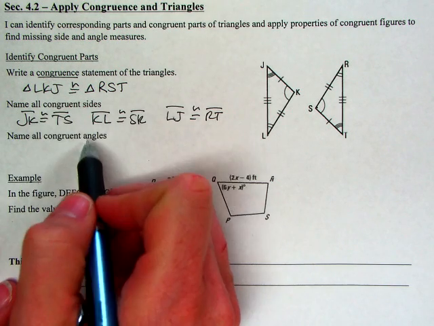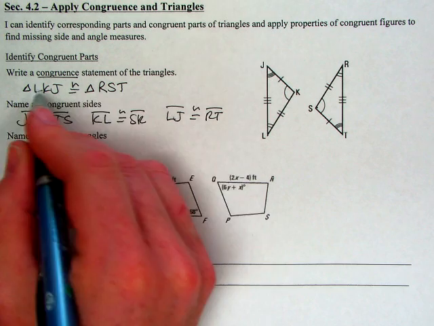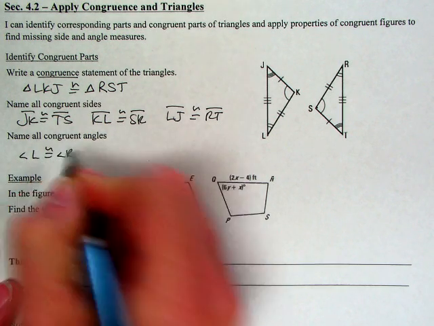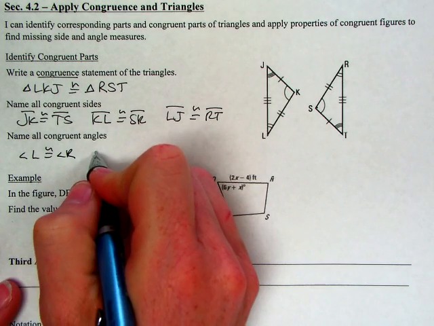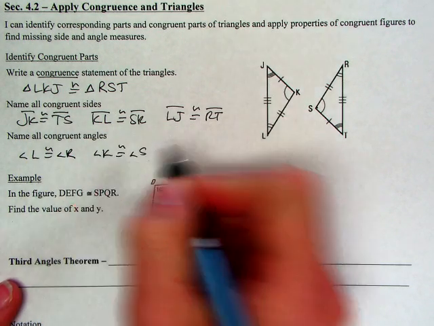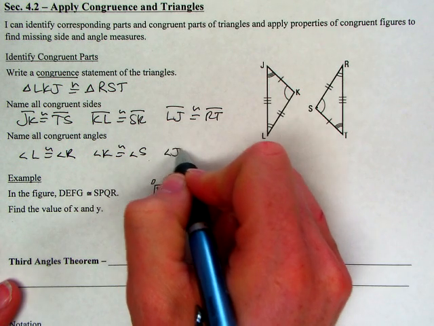And that's how I'm going to do the angles. So angle L had better go with angle R. They're both the first one listed, so they better go together. So checking over here, angle L has 2 marks. Angle R has 2 marks. We did it. Angle K had better go with S. K is a 1 mark. S is a 1 mark. So we're good. And the last one, angle J, goes with angle T.